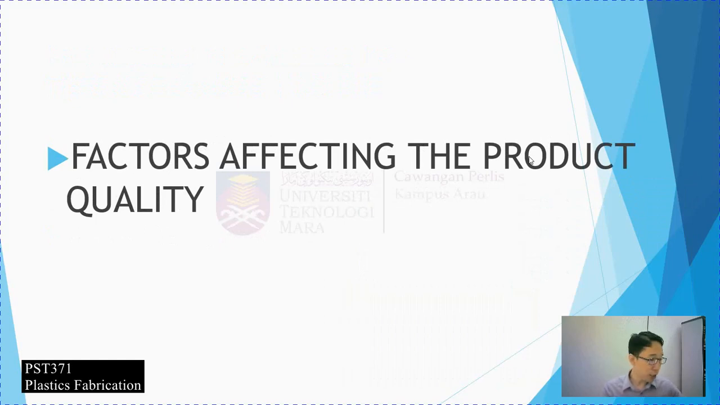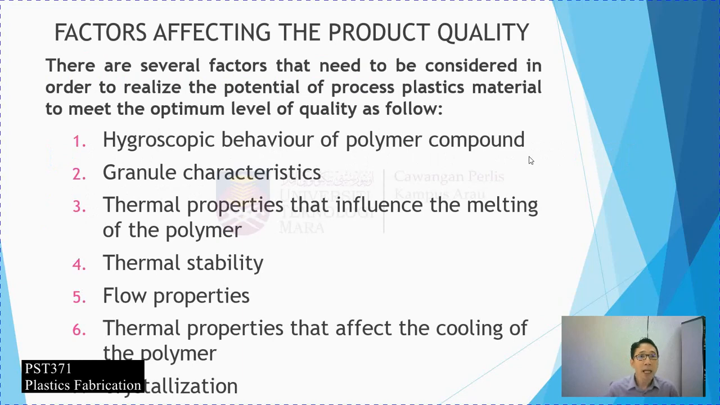And the factors affecting the product quality. Okay, I think these are the most important parts of this chapter. There are several factors that need to be considered in order to realize the potential of processed plastic material to meet the optimal level of quality, as follows. The first one, the hygroscopic behaviour of polymer compound, the granule characteristics, thermal properties that influence the melting of the polymer, thermal stability, flow properties, thermal properties that affect the cooling of the polymer, and finally the crystallization. We go through each of these factors affecting the product quality.